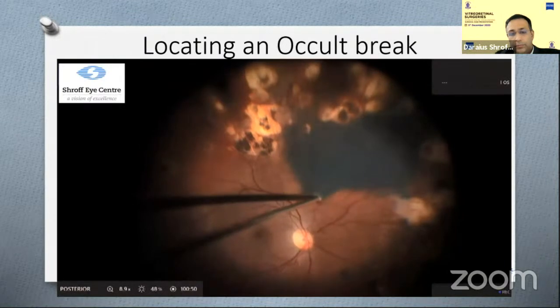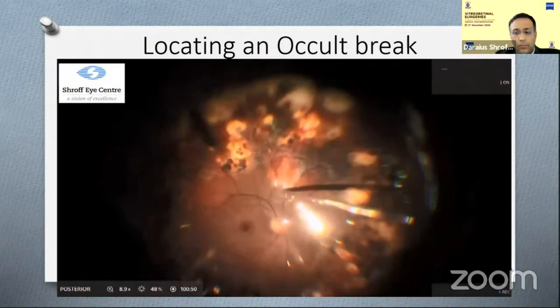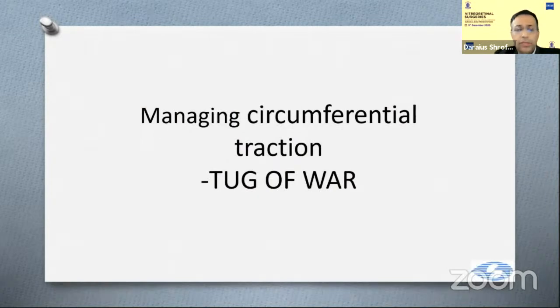Once the break was found, we removed the dye with a brush needle, then performed the fluid air exchange and settled the retina. So that gave us a clue as to where these small occult breaks can be.